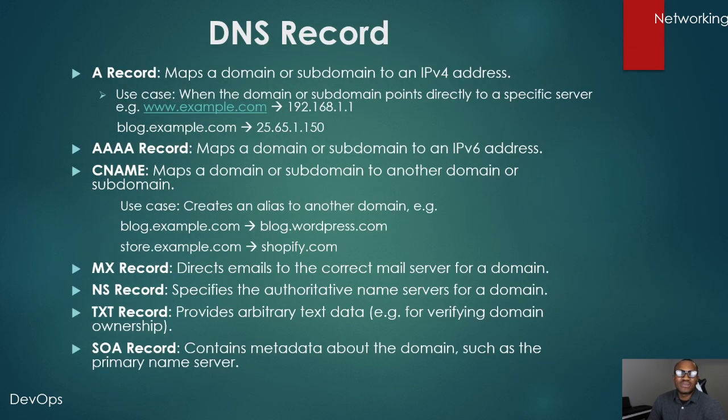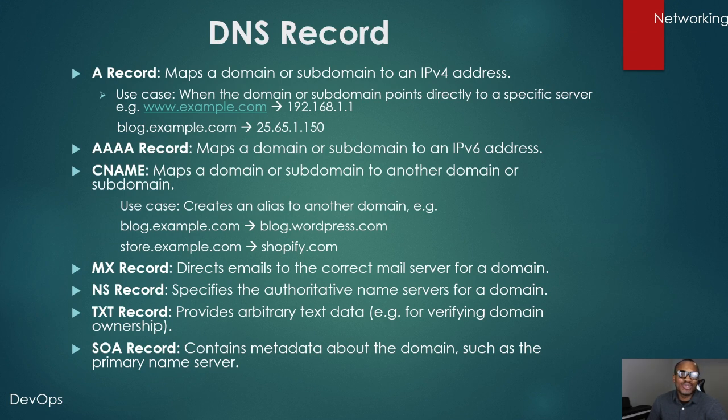And there is also the DNS record. DNS relies on various types of records stored in its database to resolve domain names to IP addresses, and each record serves a specific purpose. One is the A record, or the address record. An A record is used to map a domain name to an IP version 4 address. It is used to map a domain or a subdomain to an IP version 4 address.